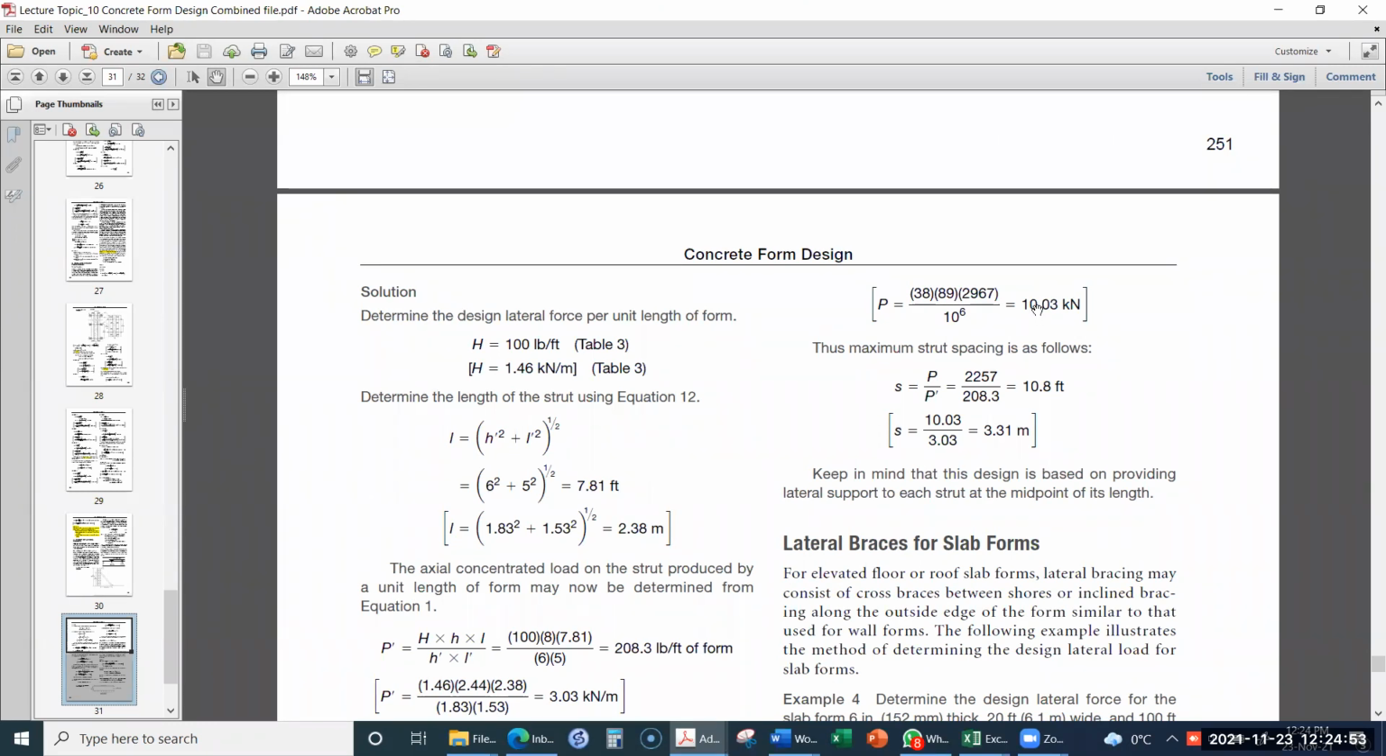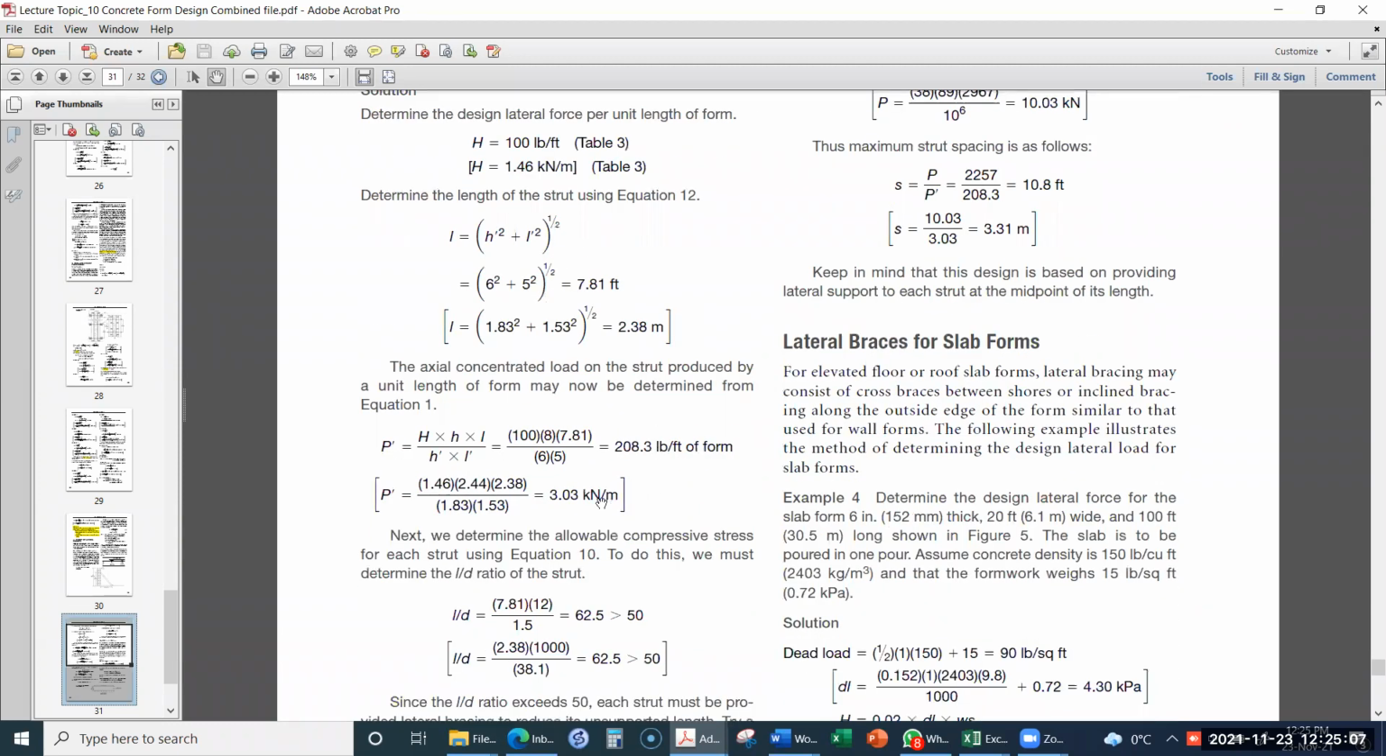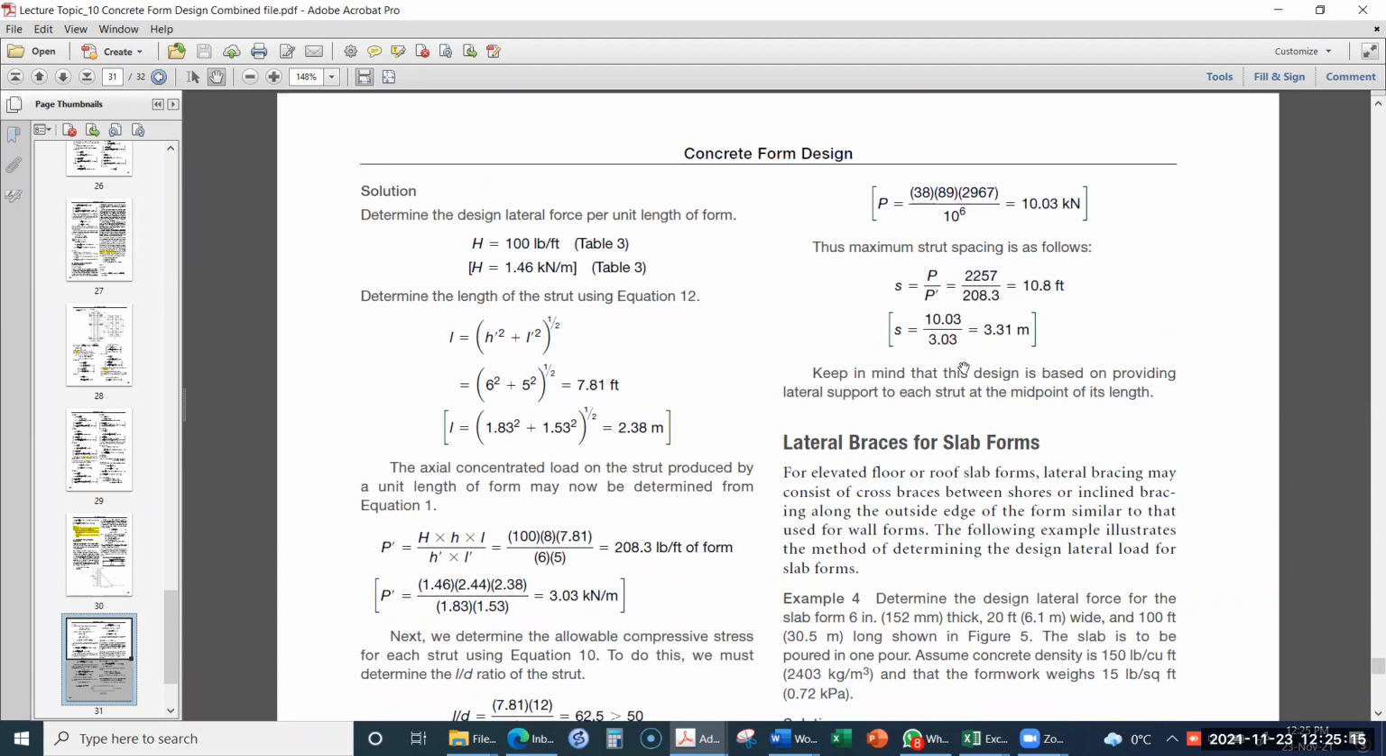So this value tells us the force of 10.03 kilonewton can be applied in one strut. But we know that the force per unit length of the formwork is 3.03 kilonewton per meter. So if this total force has to be withstood by this allowable force in this strut, then we will divide this 10.03 kilonewton by 3.03 kilonewton per meter, which will give us a horizontal distance of 3.31 meter.